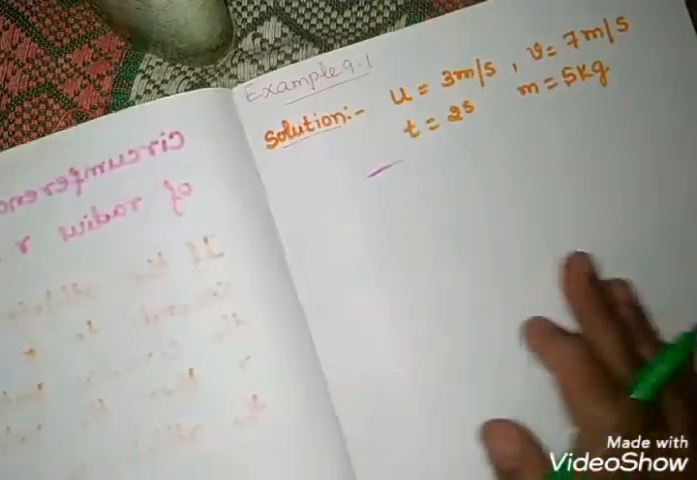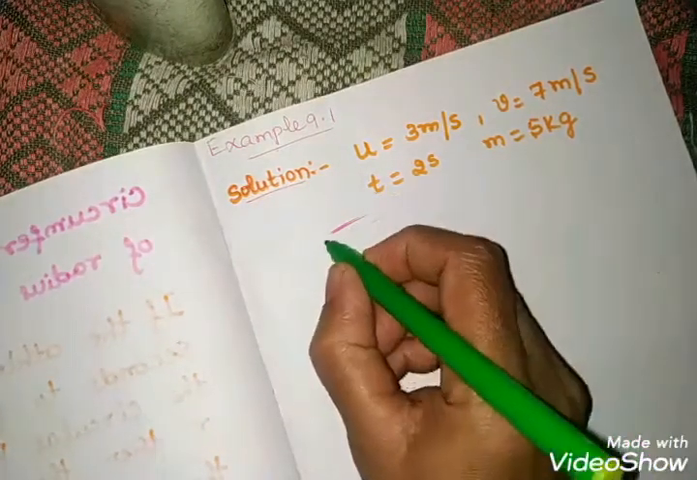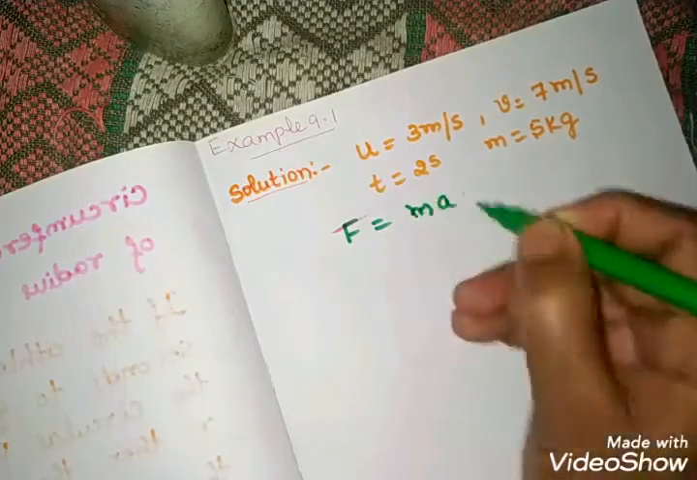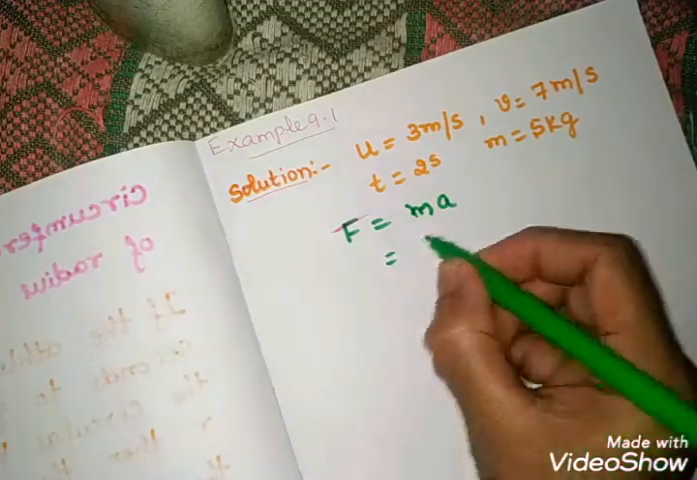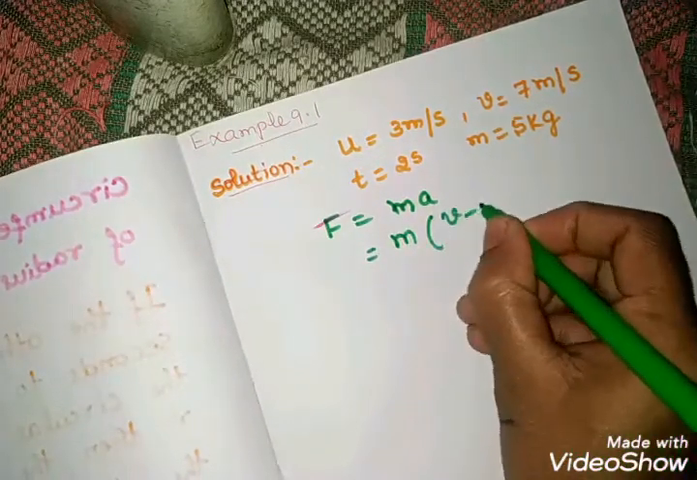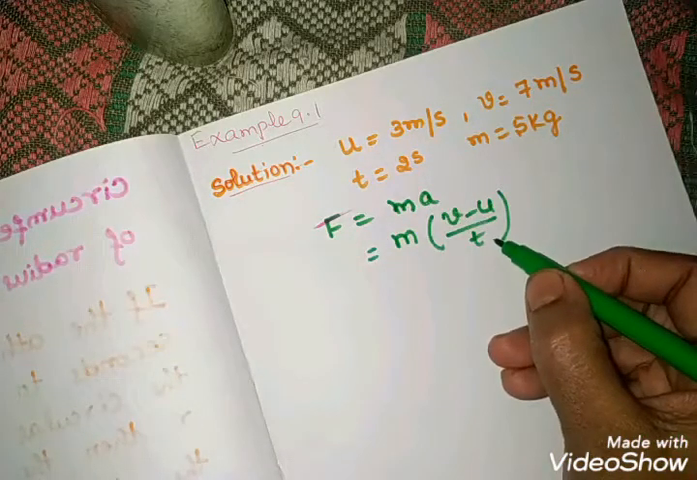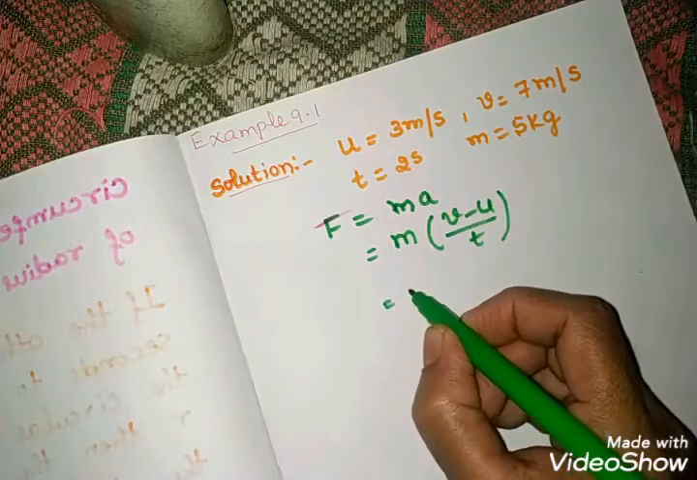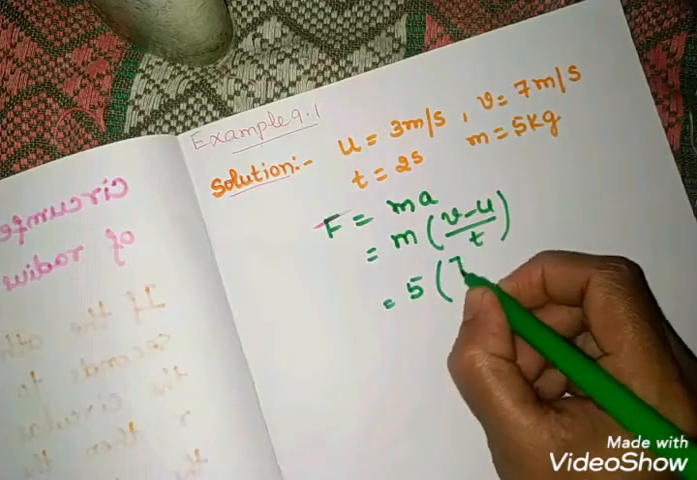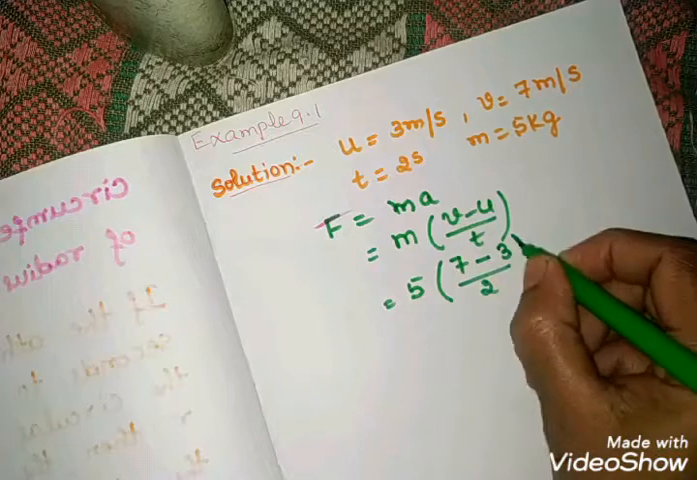Now let us start solving it. Which formula can we use, children? Actually we know from the second law, F is equal to m into a. We know this formula, right? But here a directly we don't know. So we are substituting that with (v minus u) divided by t. This is the formula for acceleration, rate of change of velocity. So here, substitute the values now. m is 5 kg, v is 7 minus 3, divided by t is 2.